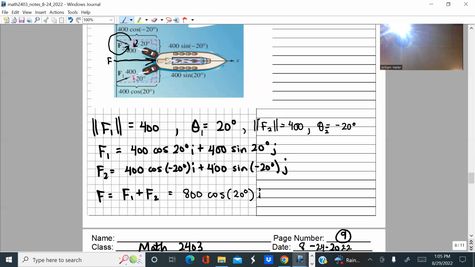What direction is that? That's horizontal, right? Because that's just a multiple of the vector I, the horizontal vector I. So indeed, we're lucky that the tanker is moving horizontally. But what force is being applied to it? It's 800 times the cosine of 20. Can y'all calculate that for me? What is 800 times the cosine of 20 degrees?